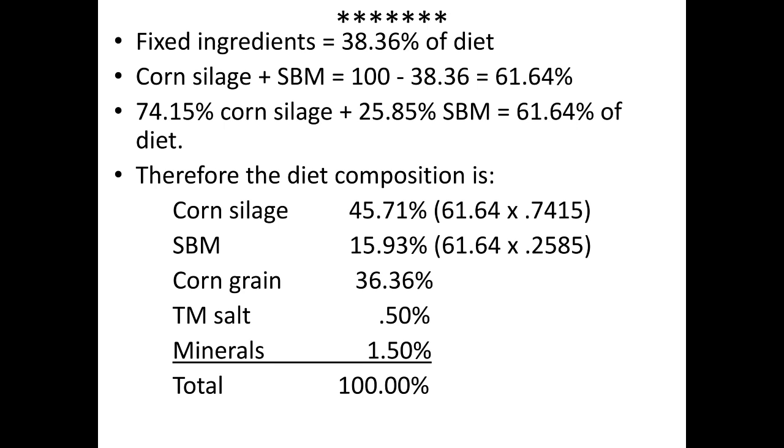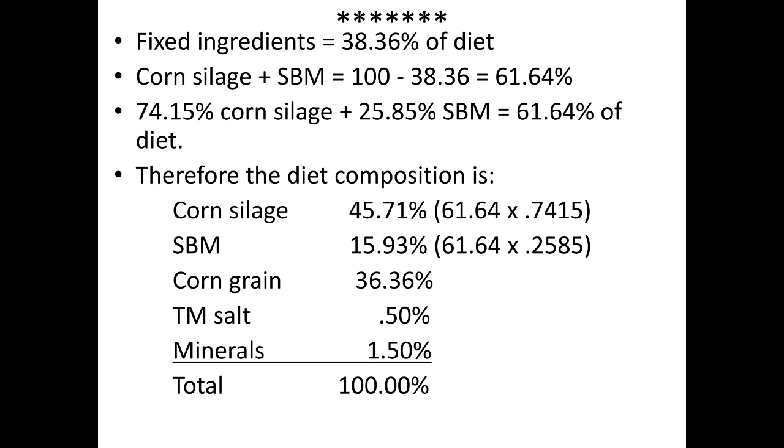Therefore, the diet composition is, for the corn silage, 45.71%. You basically take the total amount that corn silage and soybean meal will represent in the diet, which is 61.64%.